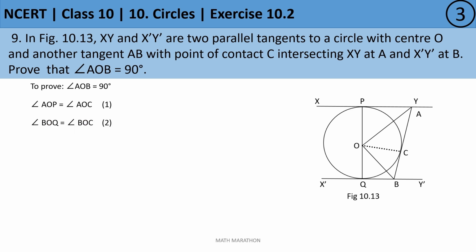We need to prove angle AOB is equal to 90 degrees. Previously, we got the following. Angle AOP is equal to angle AOC. Angle BOQ is equal to angle BOC. Consider the line POQ. Angle AOP plus angle AOC plus angle BOQ plus angle BOC is equal to 180 degrees.